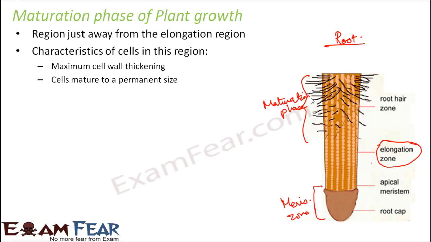So how do these cells get this particular shape and structure? This is how they get it. First the cells are formed in the meristematic zone, then they elongate to cause some increase in length, and after that they start to differentiate and become mature to attain a permanent size and shape. So these are the three phases of plant growth. First is meristematic, followed by elongation, which in turn is followed by the maturation phase. So I hope these phases of plant growth are clear.